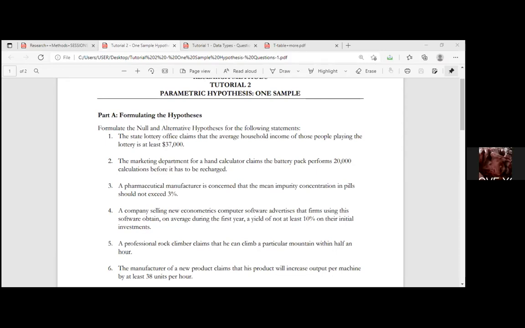Greater than or equal to. At least, it's greater than or equal to, and not greater than. Greater than or equal to, yes. So what is the opposite of greater than or equal to? Less than. And that would be in the alternate.